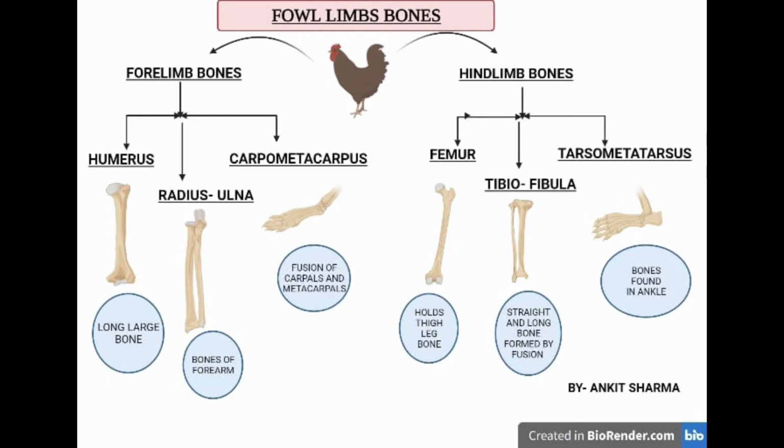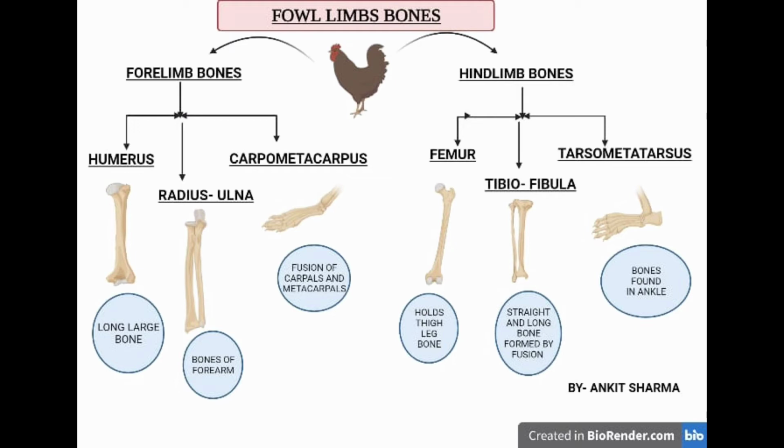The ulna is stouter and larger than the radius and also slightly curved. Proximally it bears a small projection, the olecranon process, and a large articular facet for the inner condyle of the humerus. Distally it articulates with the ulnar carpal and radius.